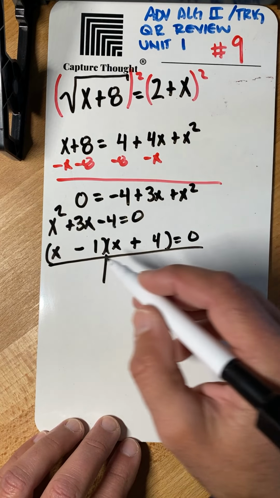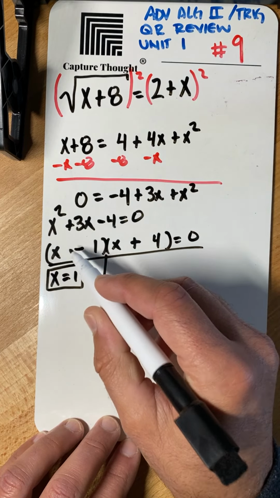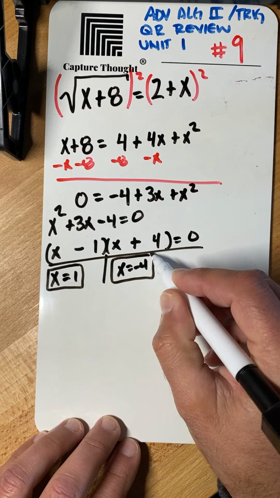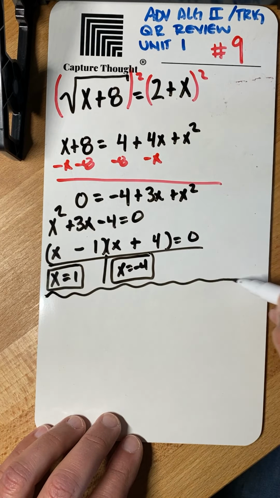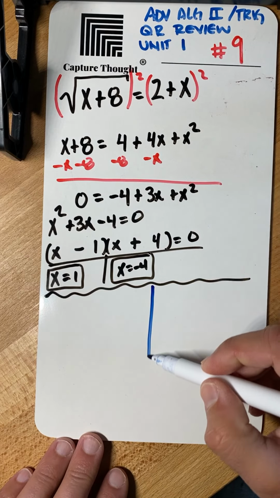All right, so using the zero product property, I can see that x is going to equal 1 from this factor, or x is going to equal negative 4 from this factor. Okay, now after this, you do have to check and make sure that these are working correctly. So let me check both of these for you real quick.